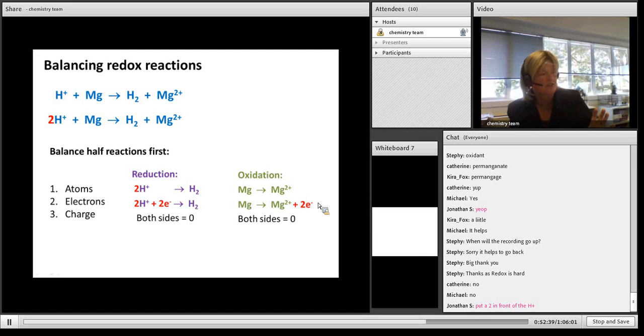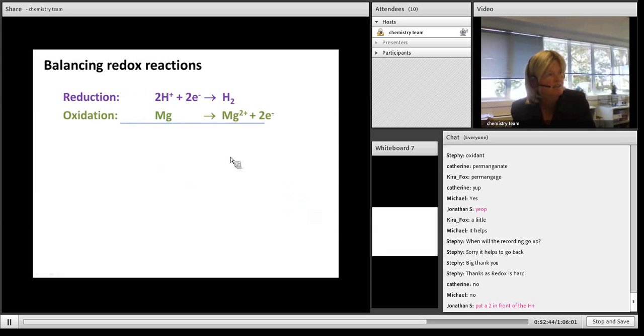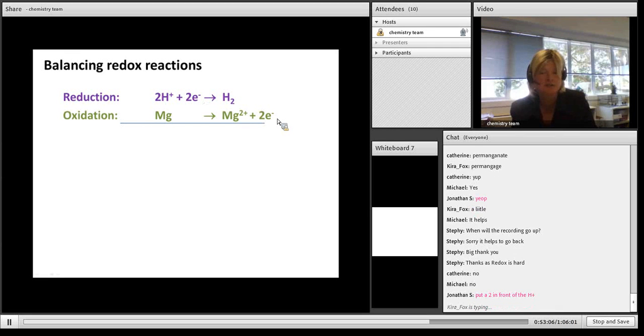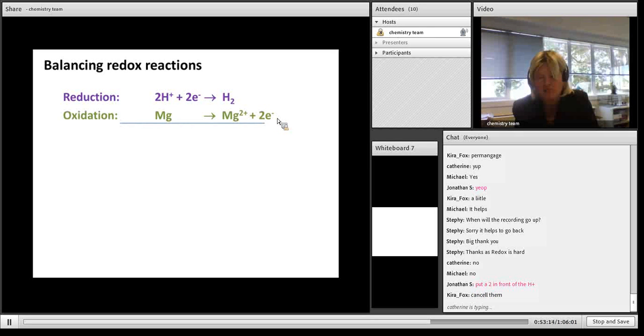So first half reactions, then you add them together. So here's my balanced reduction half reaction, my balanced oxidation half reaction. Now we have to add them together. Now just like any equation, if I add them together, you just bring them down. So I'll bring the 2H+ down, Mg down. But can you see I've got 2 electrons here, and I've got 2 electrons on the other side of the equation. It's a bit like saying A plus B is equal to A plus C. How could you simplify that equation?